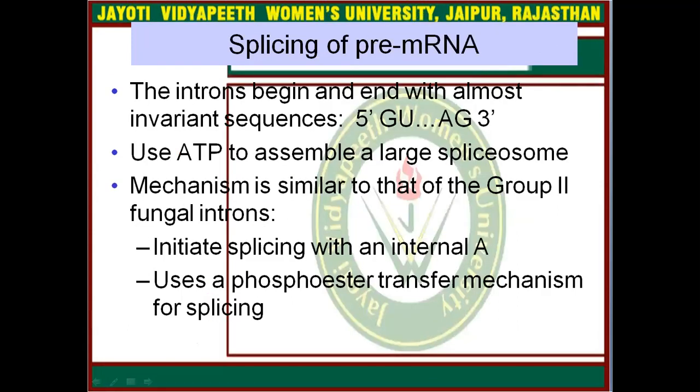Splicing of pre-messenger RNA: the intron begins and ends with almost invariant sequences and uses ATP to assemble a large spliceosome. The mechanism is similar to that of the group 2 fungal introns. It initiates splicing with an internal A and uses a phosphoester transfer mechanism for splicing.